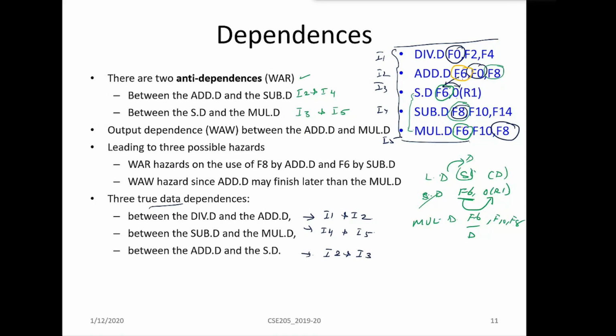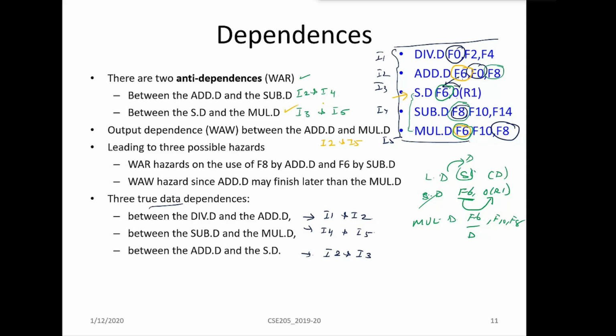And what is the output dependence between the instruction add and mul? Between here and here, this is the output dependence between I2 and I5. It is a similar example, the only thing is we have added the store instruction, so thereby this has been introduced. I think you people will make this mistake frequently, so try to do it. Clear? I think these are all the dependencies available in this code.